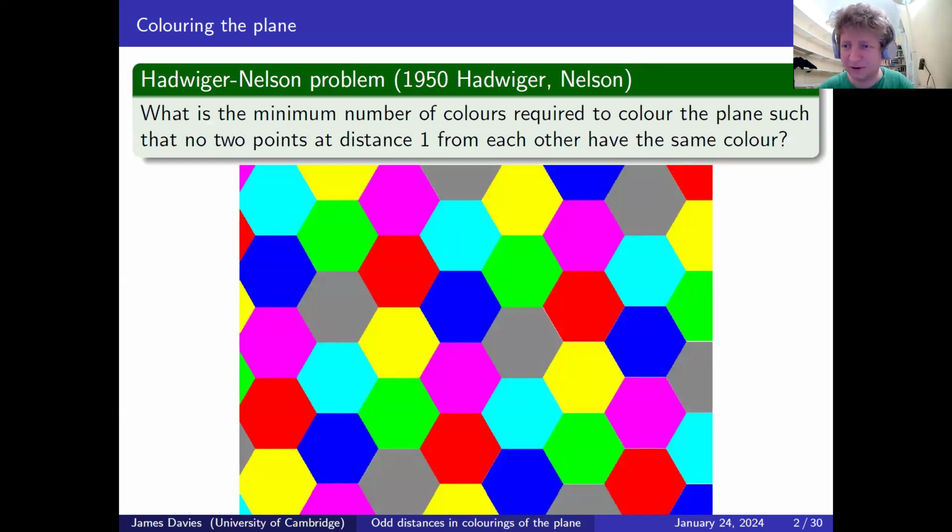So I can't talk about any problem in Euclidean Ramsey theory without first talking about the Hadwiger-Nelson problem. This is the famous problem of how many colors you need to color the plane so that you have no two monochromatic points at unit distance apart. From the start, it was known that you have an upper bound of 7 for the Hadwiger-Nelson problem, and you can get this from things like this hexagonal tiling using 7 colors.